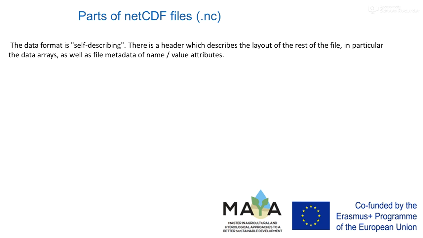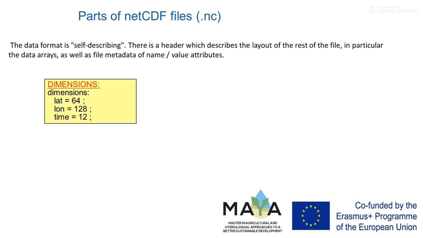In particular, it's important to understand that the NetCDF file, which you often find as .nc or NC4, has many characteristics which are self-describing. You have a header which gives information to the software and to the people using it, describing what the dimensions of the file are. So you can have, for instance, how many pixels you have in latitude, how many pixels you have in longitude, and how many time steps you have.